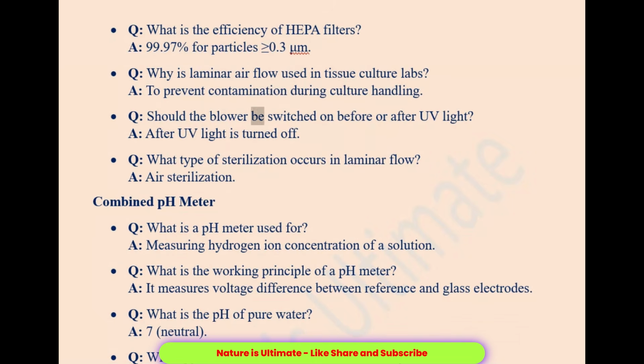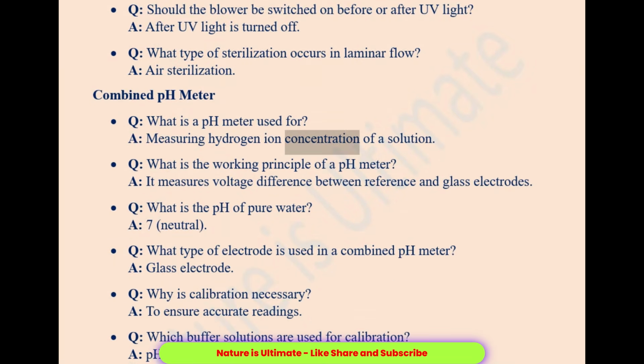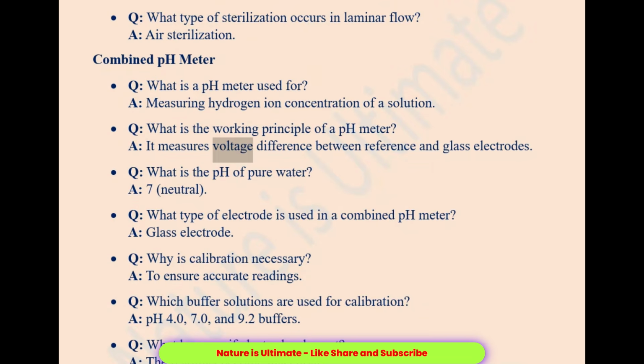Q. Should the blower be switched on before or after UV light? A. After UV light is turned off. Q. What type of sterilization occurs in laminar flow? A. Air sterilization. Combined pH meter. Q. What is a pH meter used for? A. Measuring hydrogen ion concentration of a solution. Q. What is the working principle of a pH meter? A. It measures voltage difference between reference and glass electrodes.